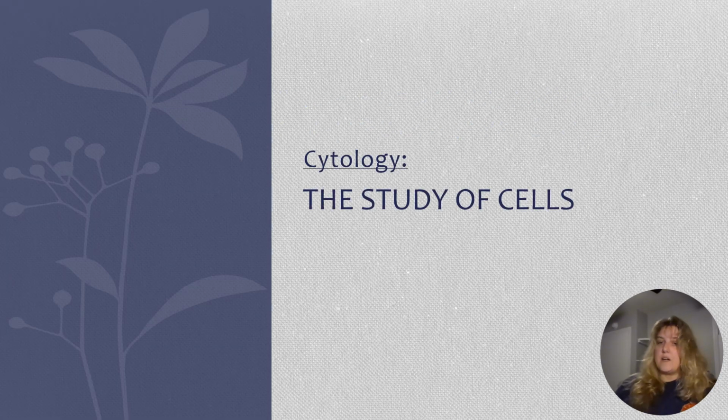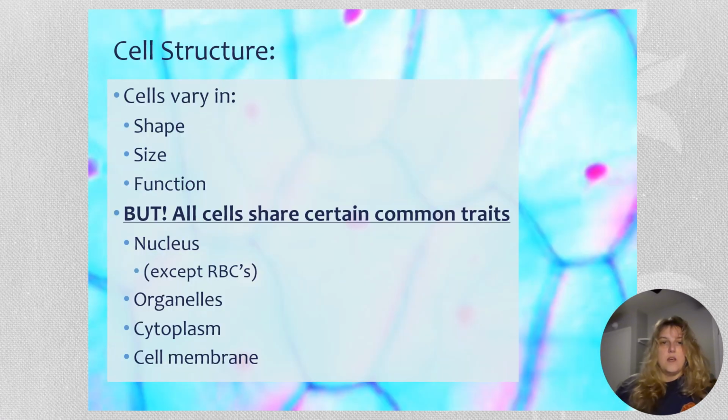So we're going to start out, like we said, this is cytology. We're looking at the study of cells. And the big things to remember, of course, is that cells can vary in shape, size, how they function, but they do actually share some very common traits. They have a nucleus. All cells have a nucleus with the exception of the red blood cell. They have organelles, they have a cytoplasm, and they have a cell membrane.